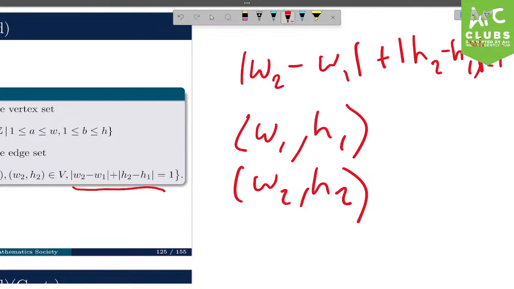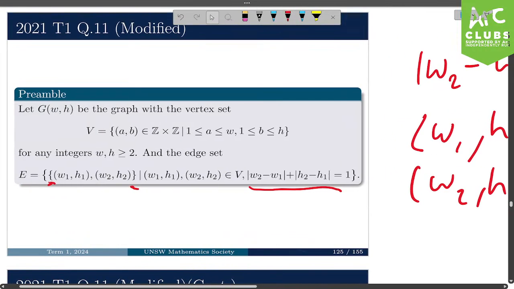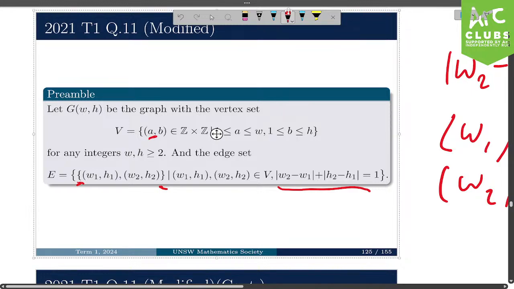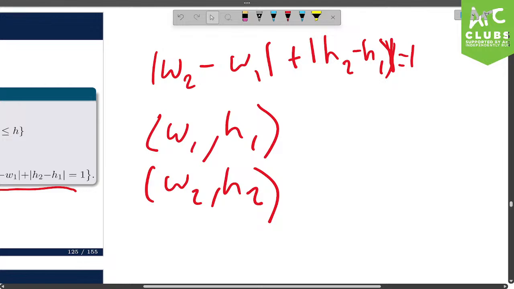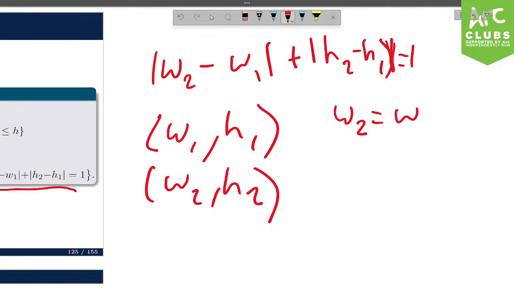So note that W2 and W1 are integers. Why is that? Because (W1, H1) comes from our vertex set, and the elements of each vertex in the vertex set are integers. Why is this important? Well, if W2 equals W1, then W2 minus W1 is 0. Otherwise, we can have W2 and W1 be distance 1 apart, or distance 2 apart, or distance 3 apart, etc.